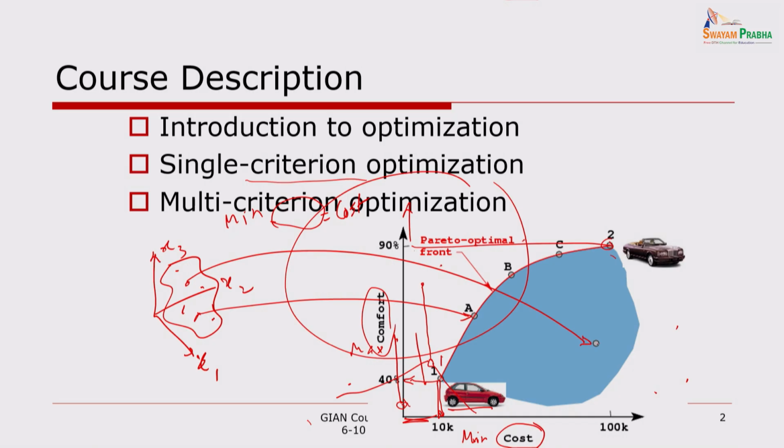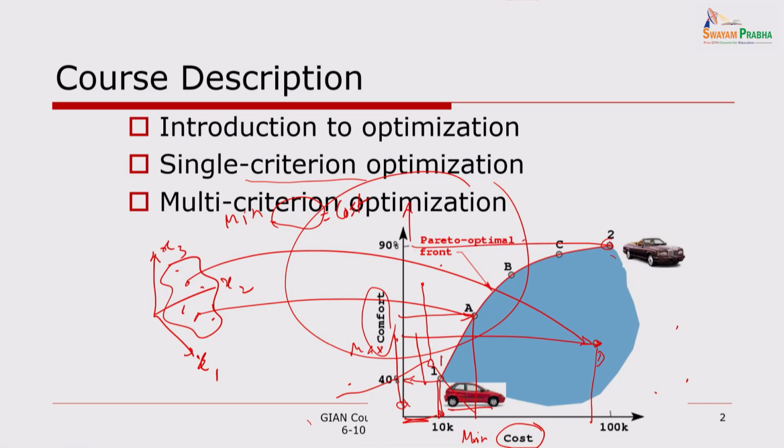But let's say we pick this point and see why this is not optimal. This is not optimal because if you say this solution is D, I can give you a solution A, which is better than D in cost. A is better than D in cost. A is also better than D in comfort. It has a higher comfort than D.